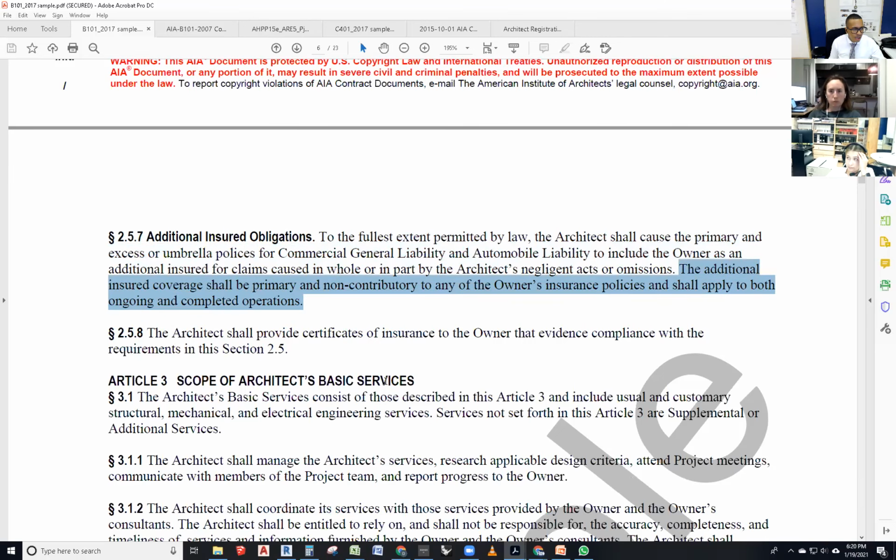So then section 2.5.8. And now, by the way, what I know is about as much as what you need to know. I mean, I passed the exam, but I would want you to dig deeper into each one of these insurances than what I have done. The architect shall provide certificates of insurance to the owner that evidence compliance with the requirements.